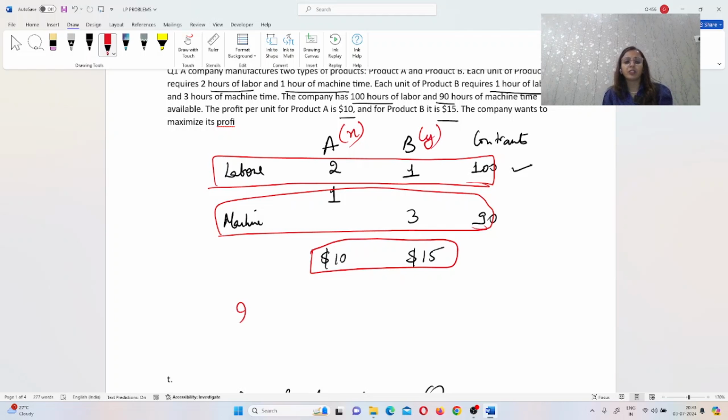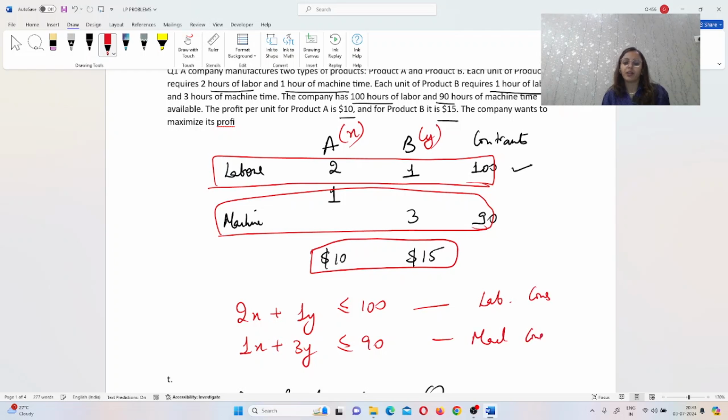Then write it this way, 2X plus 1Y, considering row-wise, and it should be less than or equal to 100. Considering the machine, the machine constraint is 1X plus 3Y less than or equal to 90. So this is the simple way you can do it: this is your labor constraint and this is your machine constraint. Right? And the most important thing is your objective maximization. What is your objective maximization? Your profit 10x plus 15y. You always want to maximize this.